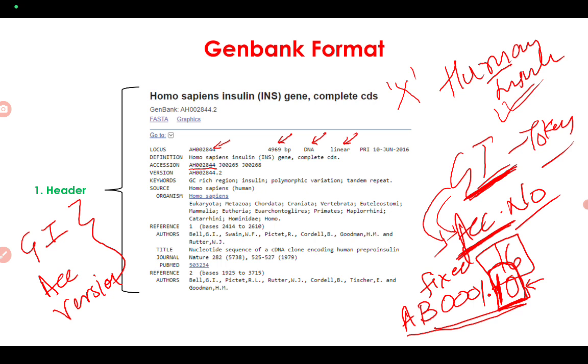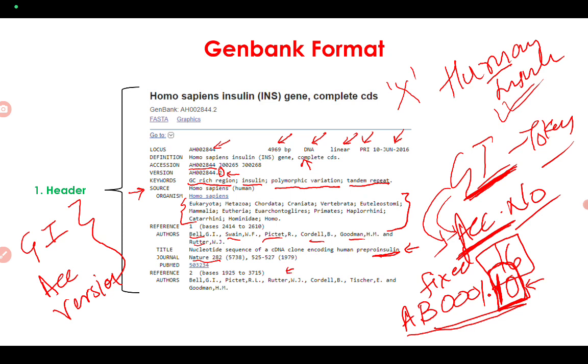In this case primates is there, and the date of submission is also there. Along with that, definition is there, and version number is there. So 2 modifications have taken place, and there are various keywords associated with this particular sequence: GC rich region, insulin, polymorphic variation, tandem repeats, all the things are available. The source organism is Homo sapiens, and we can see its taxonomical classification also. Along with that, it also gives the references, which authors or scientists have worked on this particular sequence, and they published a paper with this title in the journal Nature. The second reference is this.